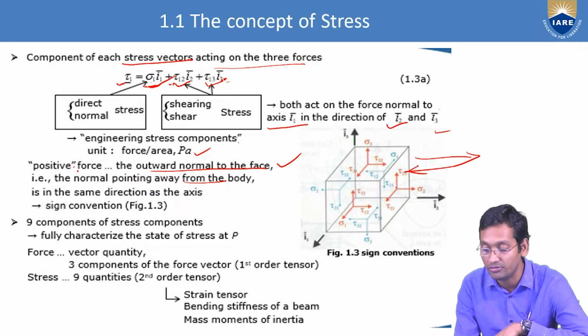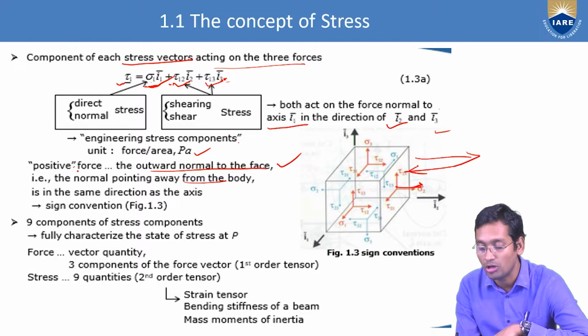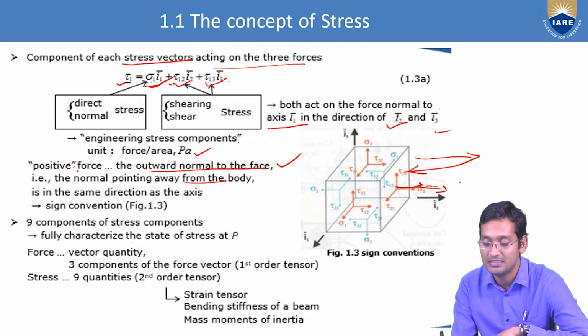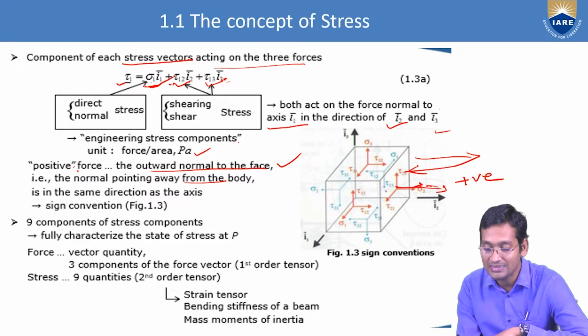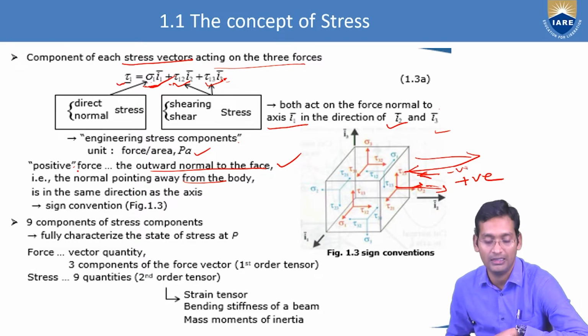Wherever this acts, here for example sigma 2, this is normal to this surface and going away from the surface, which means we take it as positive. If this goes inside the body, then the same force we say is negative.